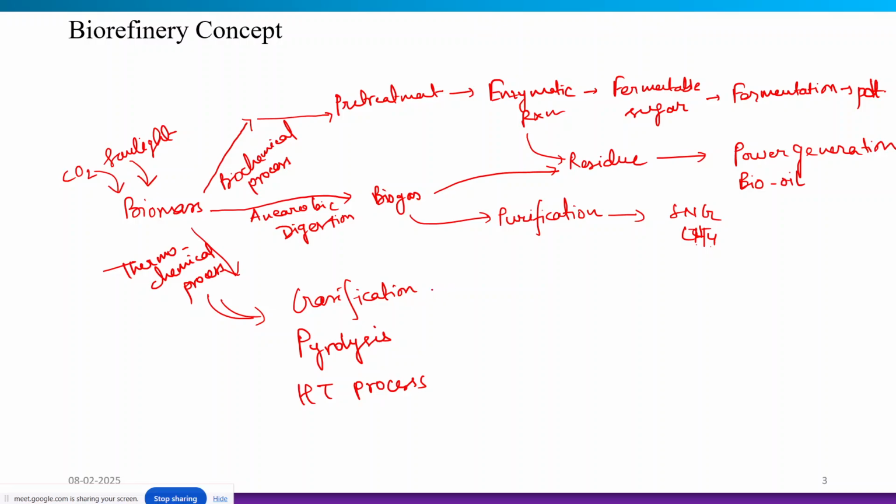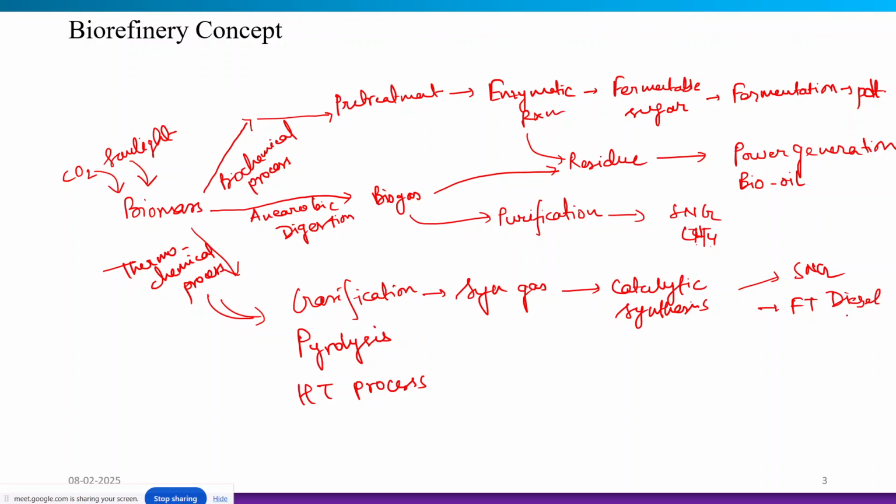So from the gasification also, it is a high temperature process, from where we will get the syngas, and from syngas we can go for the catalytic conversion process or catalytic synthesis process, from where we will get a lot of synthetic natural gas. Also, the Fischer-Tropsch process, from where we will get the FT diesel, dimethyl ether. This kind of chemicals we will get, methanol. It is a very important and significant process for biomass conversion.